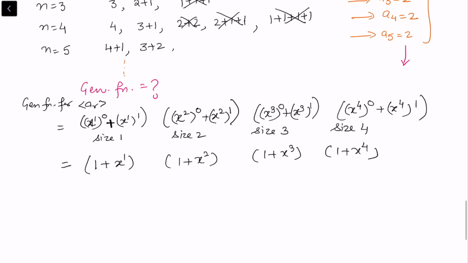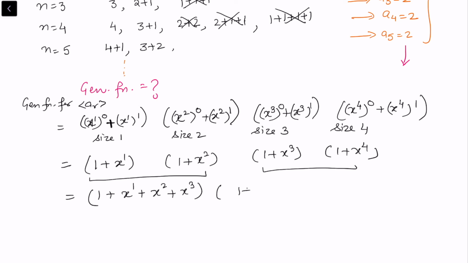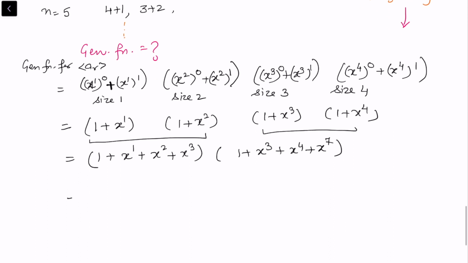Now if we just multiply these terms, we can see that we will have 1 plus, so let me first multiply these two, and then we'll look at the sequence. x to the power 1, then we get x square, then we get x cube, and then if I multiply this one, x cube, x4, and then we have x to the power 7. And if I just re-multiply these two terms again, we notice that we will have 1 plus x cube plus x4 plus x to the power 7.